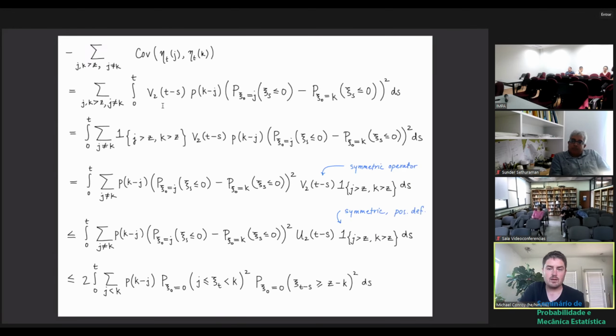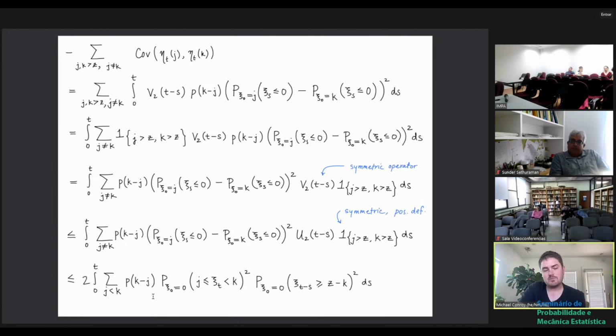And what we then do is, this V2 is known as a symmetric linear operator. And so we can switch the order and now have this V2 applied to this function, which is symmetric and positive definite. And that allows us to bound this V2 semigroup operator applied to this function by the one for independent particles. So this is related to this negative covariance. And that's what gives us the formula here.